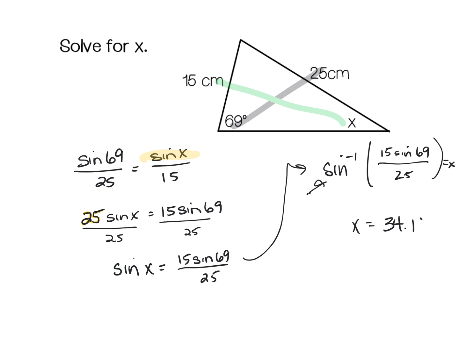Okay, so just to review again, you're pressing second sine, then you're typing all of this in, making sure to close your parentheses after the sine of 69. That's really the big difference between what we did solving for sides and solving for angles. It's really that last step that is different.